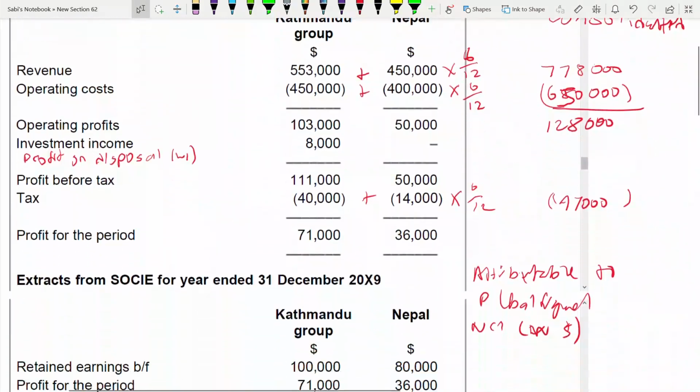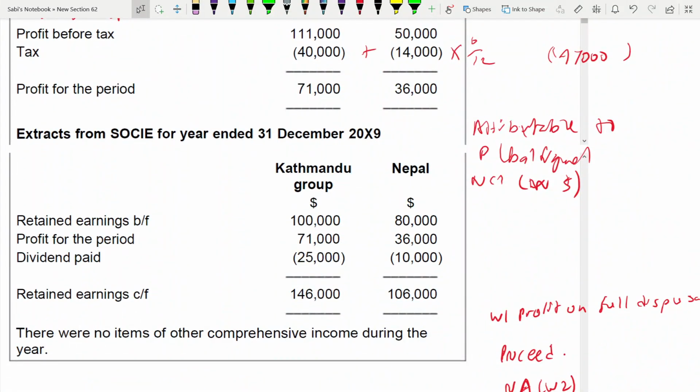So your share capital will be here. You need these extracts. That's why this is given. And you have to find the Nepal.